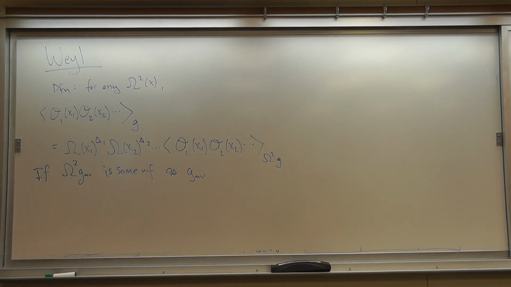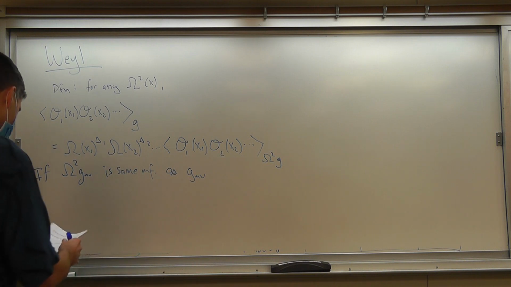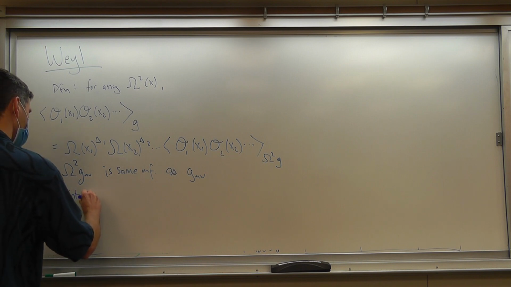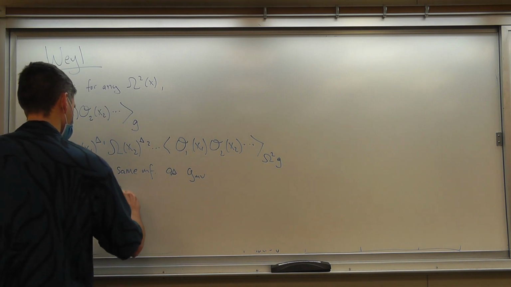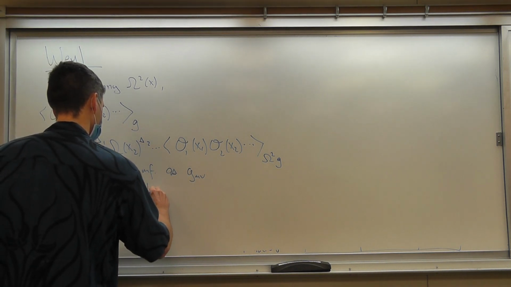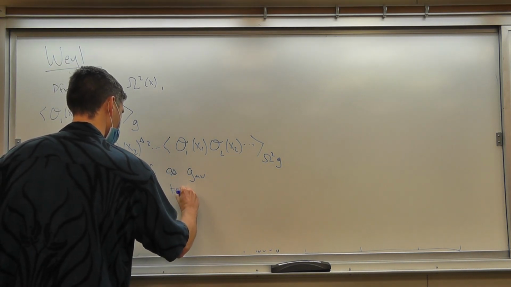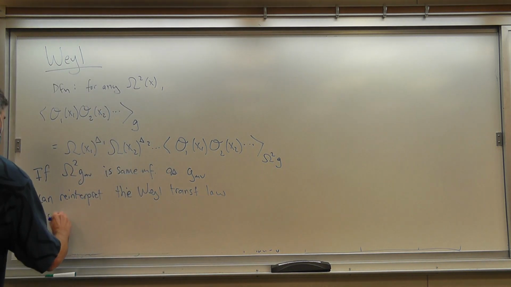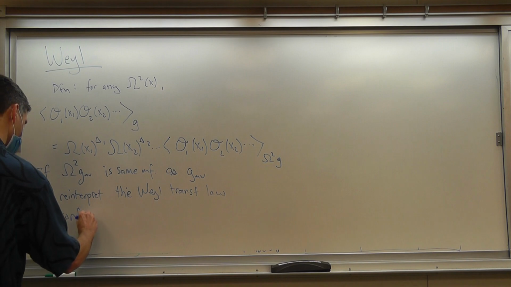And as far as formulas, this is exactly the statement that omega is one of the omegas that can be obtained by a conformal transformation. Okay, so in that situation, we can reinterpret the Weyl transformation law as a conformal transformation.